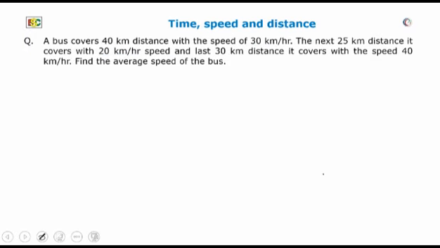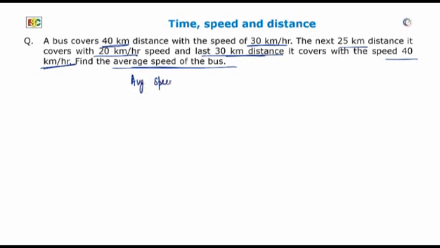Next question is, a bus covers 40 km distance with the speed of 30 km per hour. The next 25 km distance it covers with 20 km per hour speed, and the last 30 km distance it covers with the speed 40 km per hour. So we have to find the average speed of the bus. We know average speed is equal to total distance upon total time.